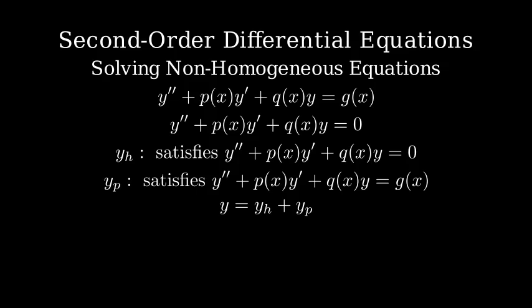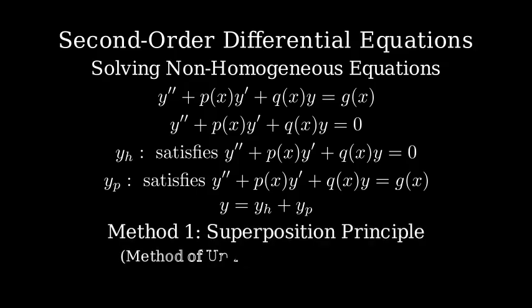Now, let's discuss our first method, the superposition principle, also known as the method of undetermined coefficients. This method works well when we have constant coefficients and when the non-homogeneous term g(x) has a special form, such as a polynomial, exponential, sine, cosine, or a product of these functions. The method has four main steps.